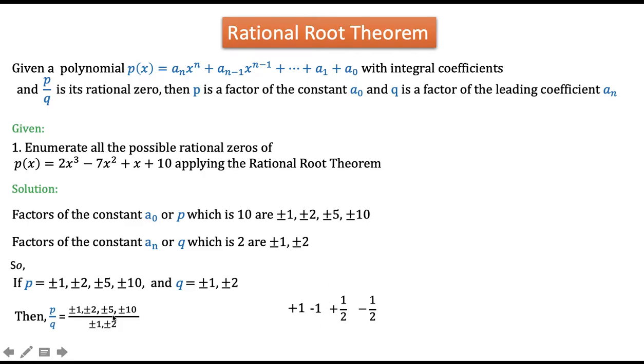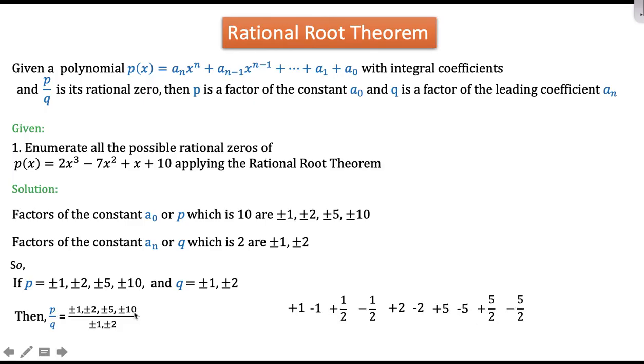Then we will do the same process for all the numerators by dividing by plus minus 1 and plus minus 2. So plus minus 2 divided by plus minus 1 gives us positive 2 and negative 2. Plus minus 2 divided by plus minus 2 gives us positive 1 and negative 1, and we don't need to write it again because it's already here. Plus minus 5 divided by plus minus 1 is positive 5 and negative 5. Then plus minus 5 divided by plus minus 2 gives us positive 5/2 and negative 5/2.